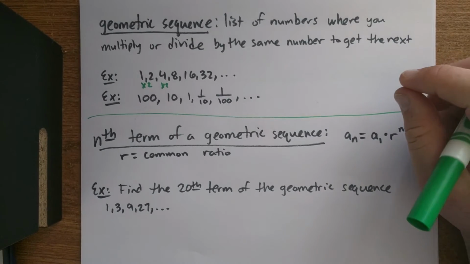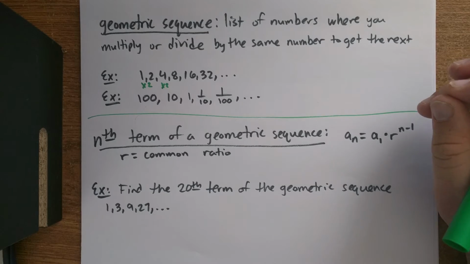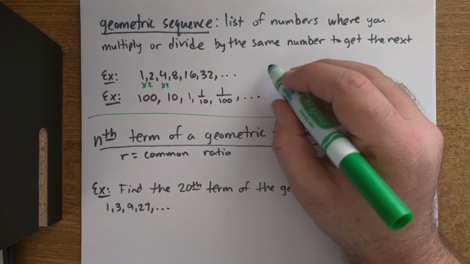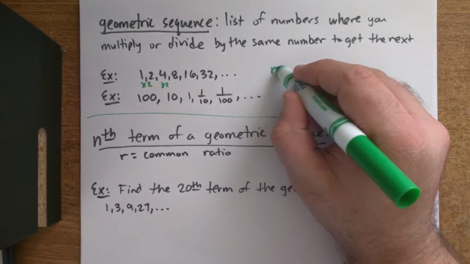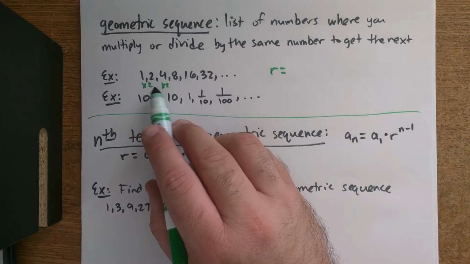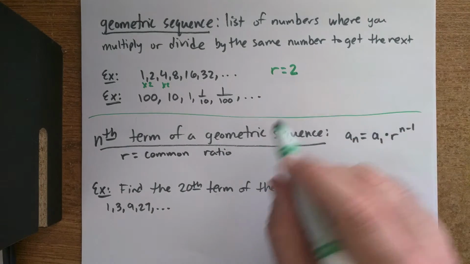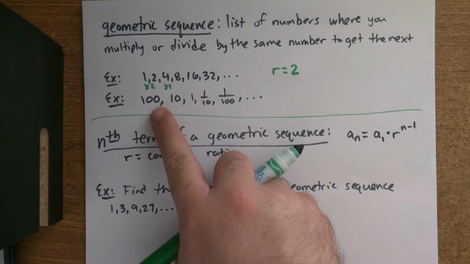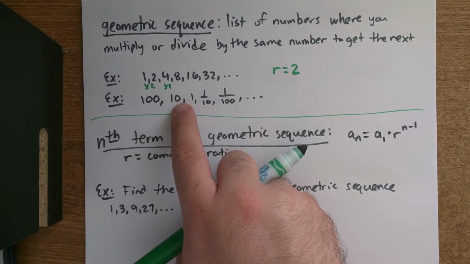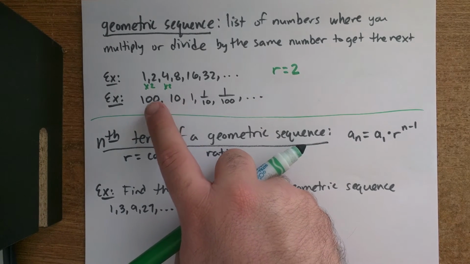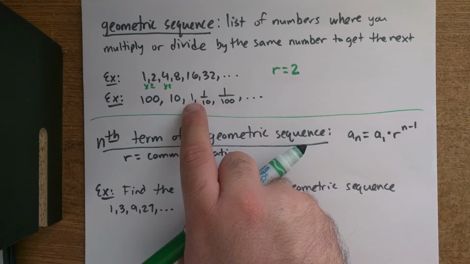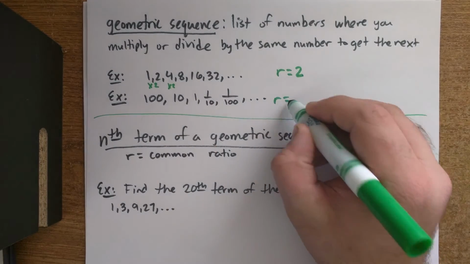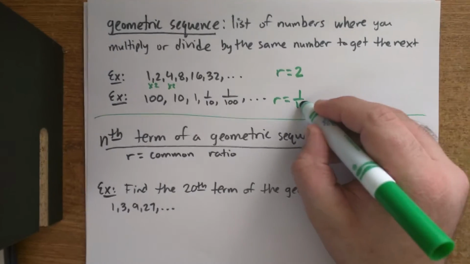Now, you know how we said arithmetic sequences had a common difference, and we said the letter D was the common difference? For geometric sequences, you're going to use the letter R to tell what this number is. In this case, R equals 2. That's what you have to multiply by every time to get the next number. Let's look at this one. Now this one, how do you get from 100 to 10 by multiplying or dividing? Well, you have to divide by 10 every time. And even 1 divided by 10 is 1 over 10, and so on. So in this case, my R is 1/10.